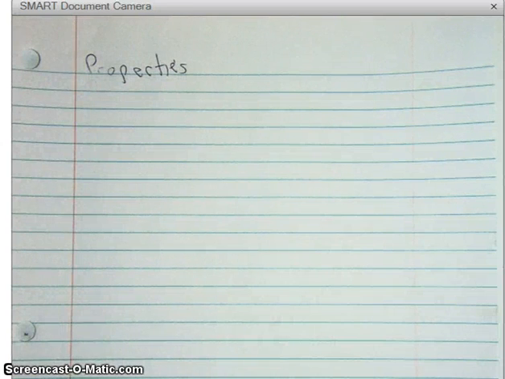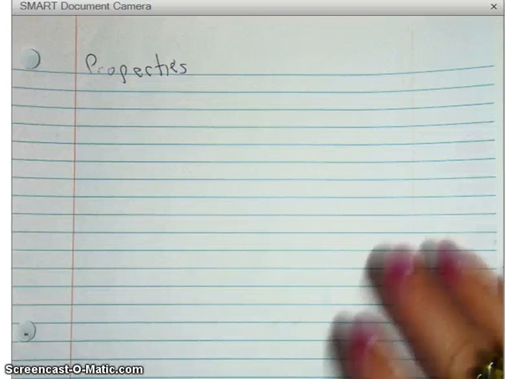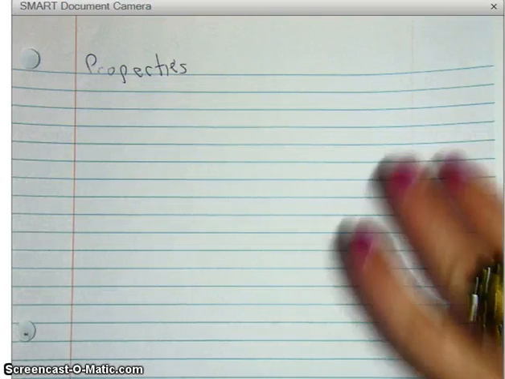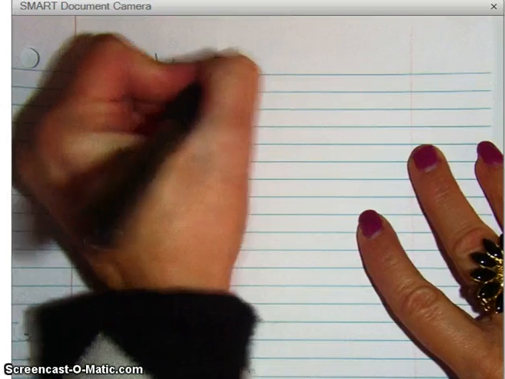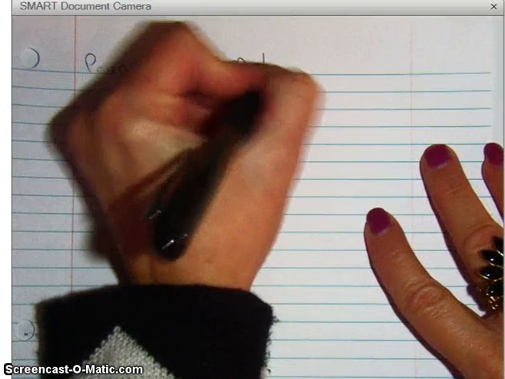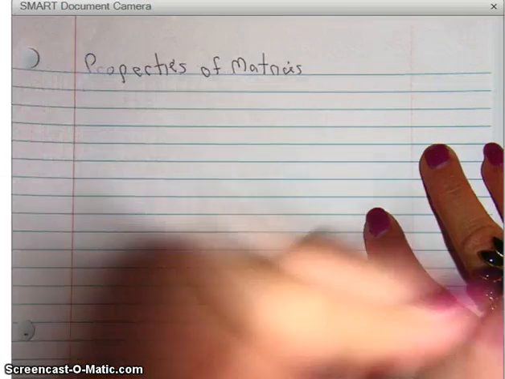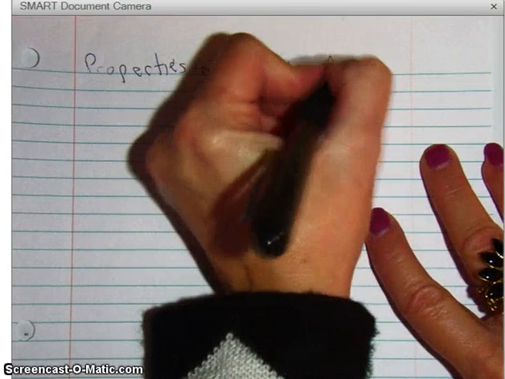All right, we're going to start out with some properties of matrices. Some of these I do actually have up on the word wall over there. So we have a little word wall with our vocabulary. Properties of matrices. Addition, subtraction.